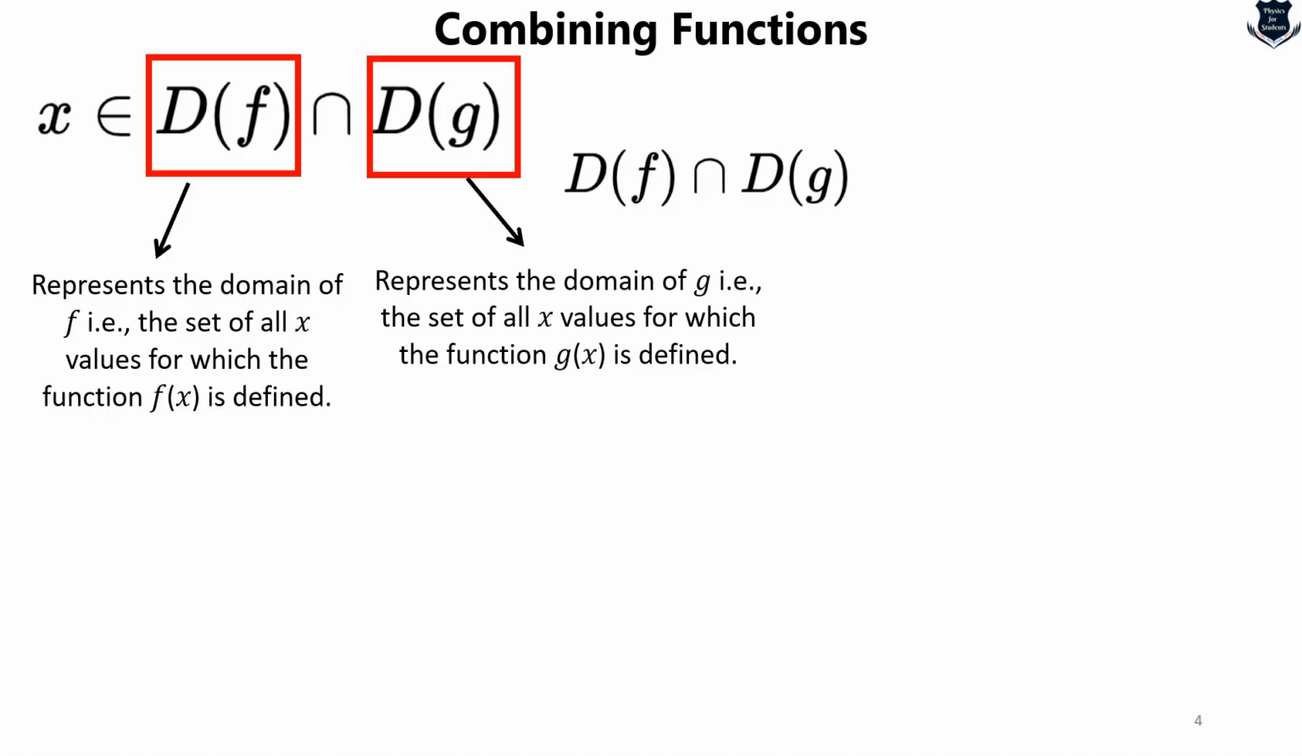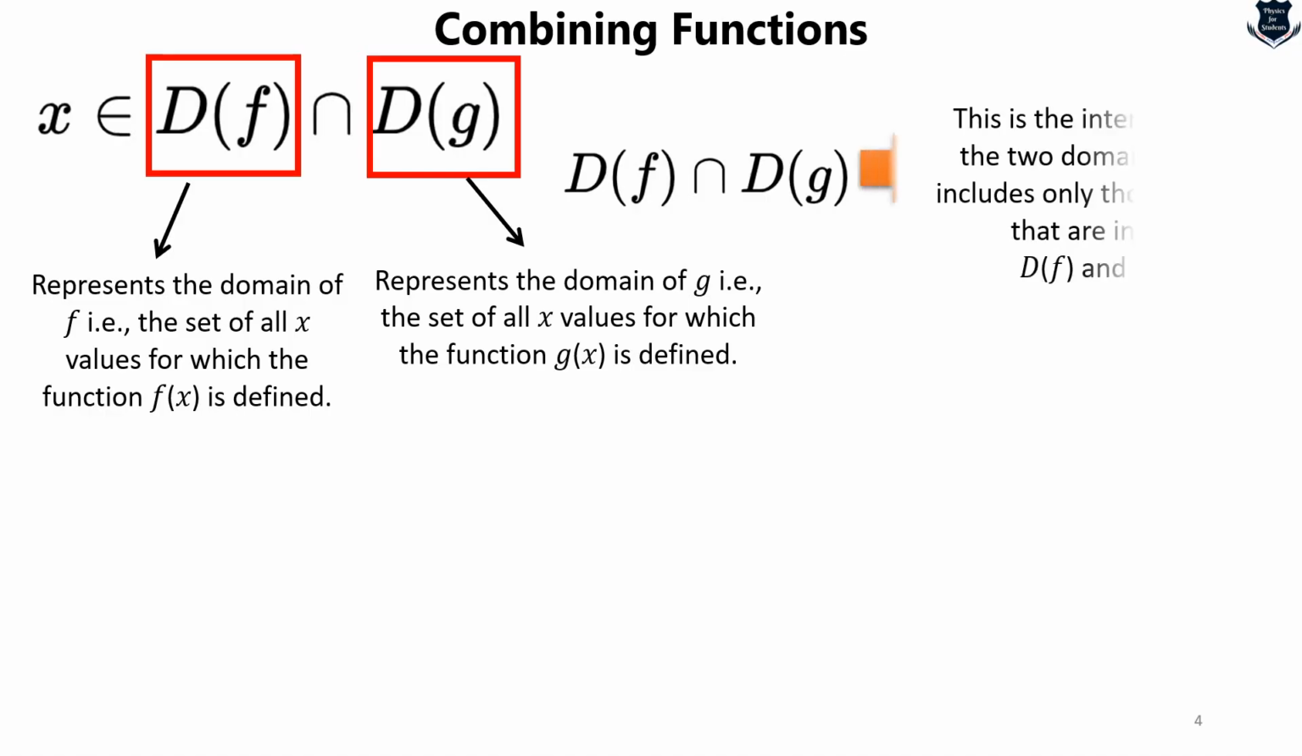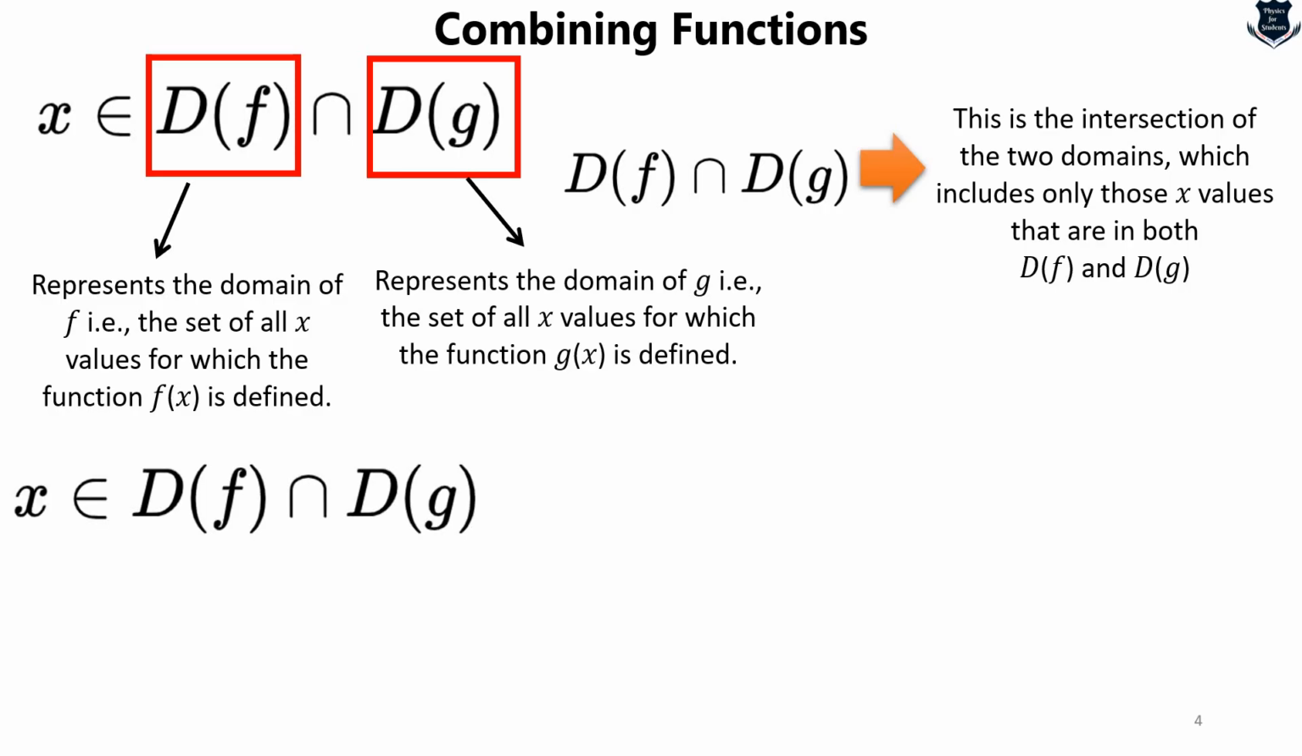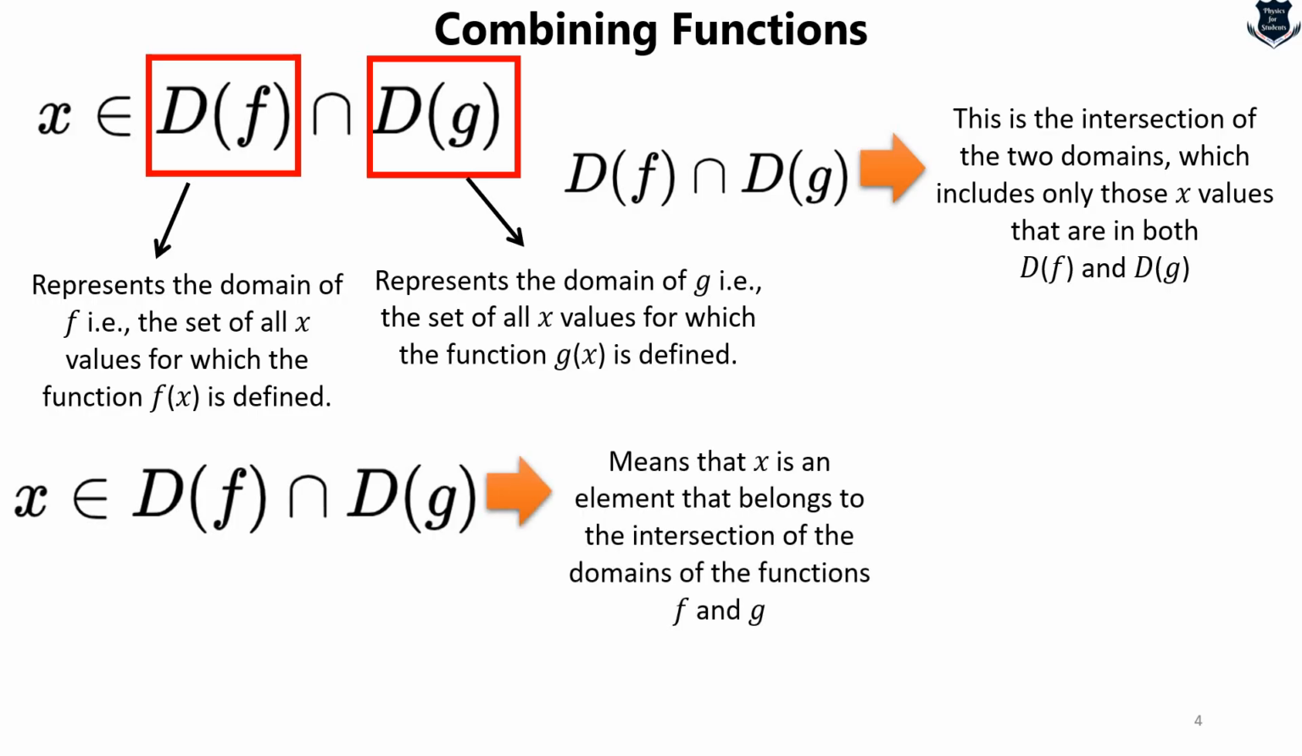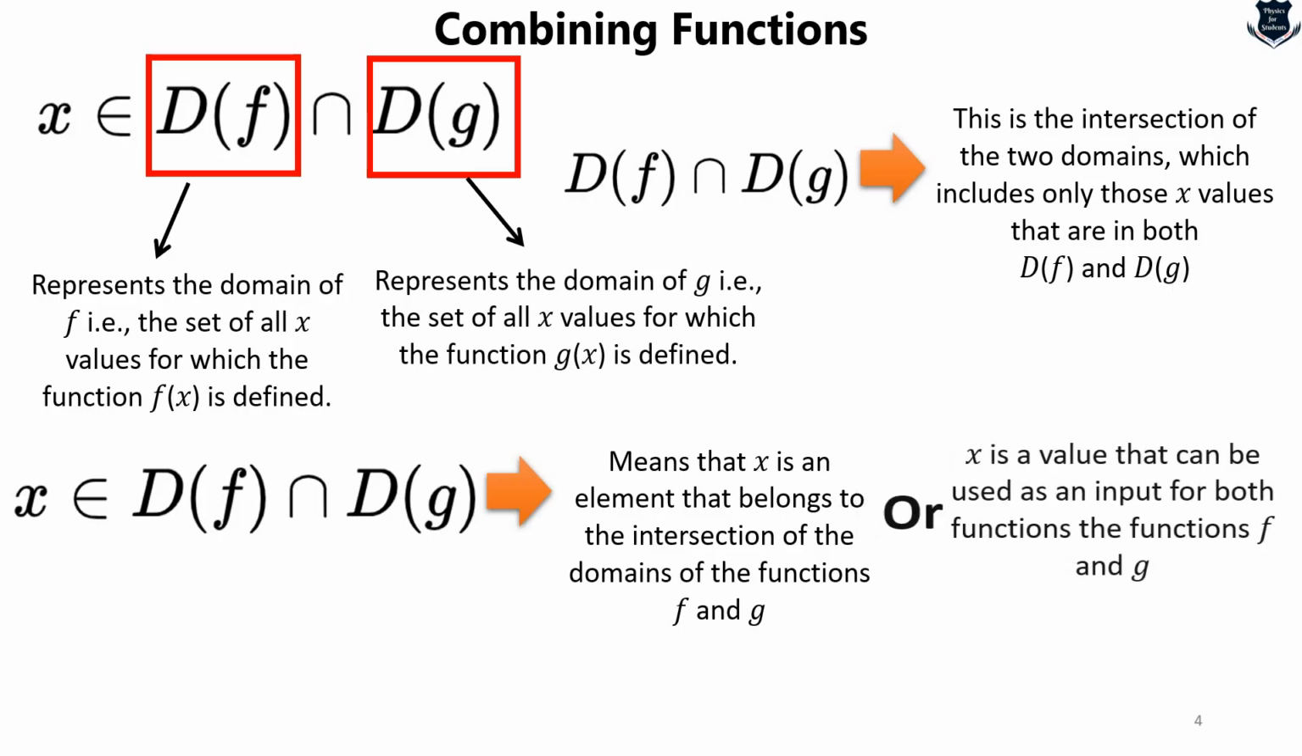If we take the combination, this is the intersection sign, as you know, in sets. It represents the intersection of the two domains, which includes only those x values that are in both D(f) and D(g). So if I take x as an element of D(f) intersection D(g), it means that x belongs to the intersection of the domains of the functions f and g, or in simple language, x is a value that can be used as an input for both the functions f and g. Both the definitions are more or less correct.